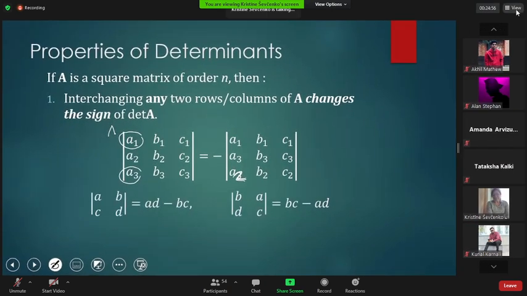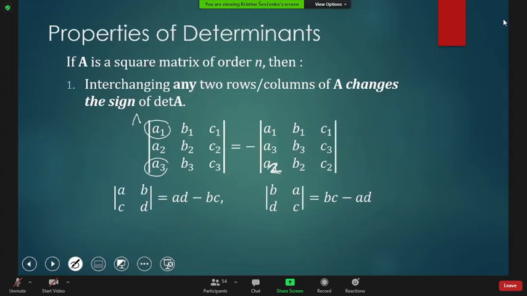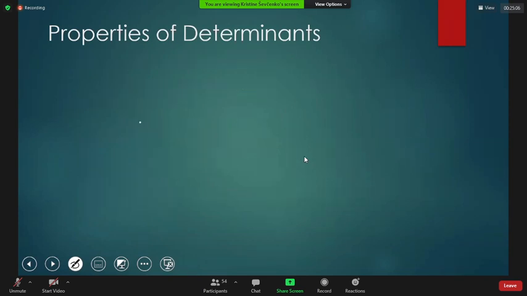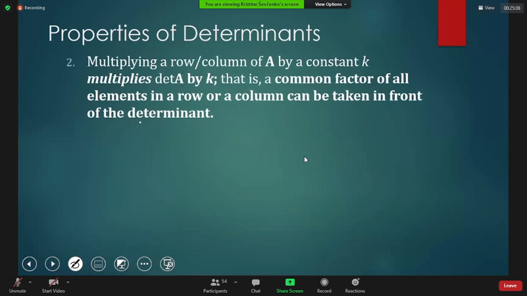And this is the same example with the small determinants, with the 2 by 2 determinants. So this is something we will do. It will be useful. Next property. If we multiply a row or a column of a determinant by a constant, we multiply the whole determinant by that constant.